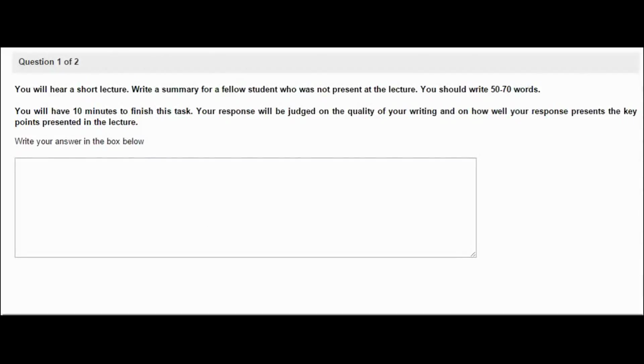Summarize spoken text. You will hear a short lecture. Write a summary for a fellow student who was not present at the lecture. You should write 50 to 70 words. You will have 10 minutes to finish this task. Your response will be judged on the quality of your writing and on how well your response presents the key points presented in the lecture.